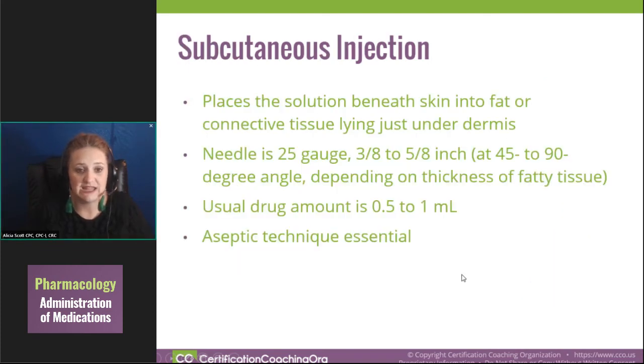If we do subcutaneous, this is going to go under the skin. We want to hit the fat, usually, or connective tissue, and we're going past the dermis. We usually use a 25 gauge needle.